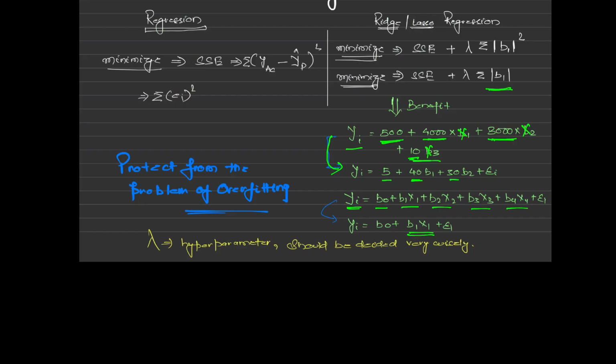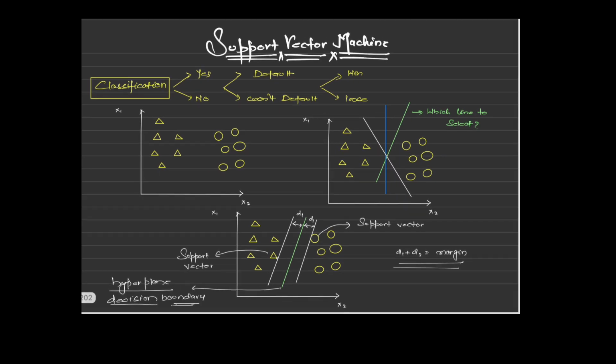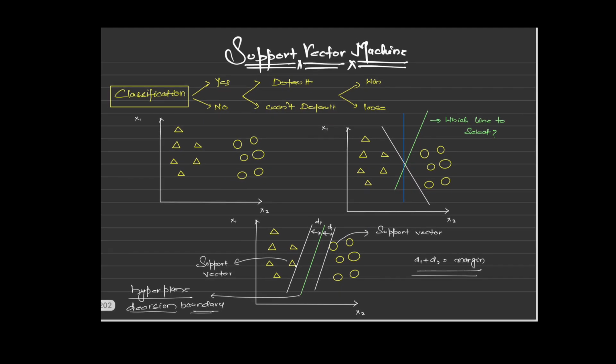Okay. So this is all about the Lasso regression that we have to understand. We discussed the Lasso and the Ridge regression both, because there is a very slight difference between the Ridge regression and the Lasso regression. Okay. The other model that we have to discuss is the support vector machine.